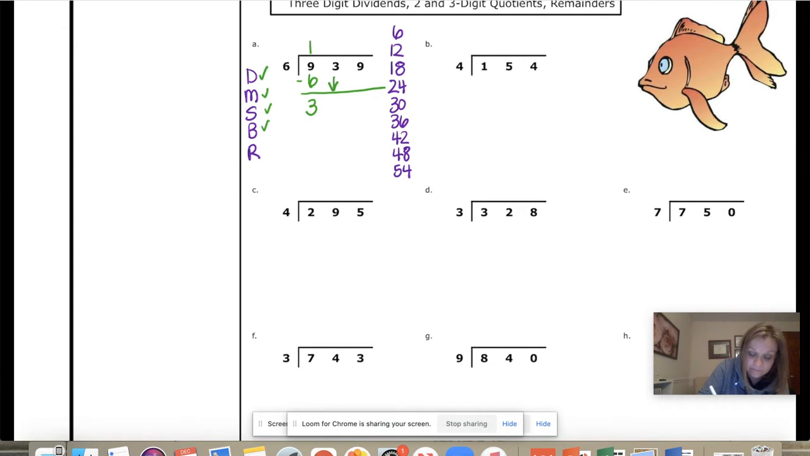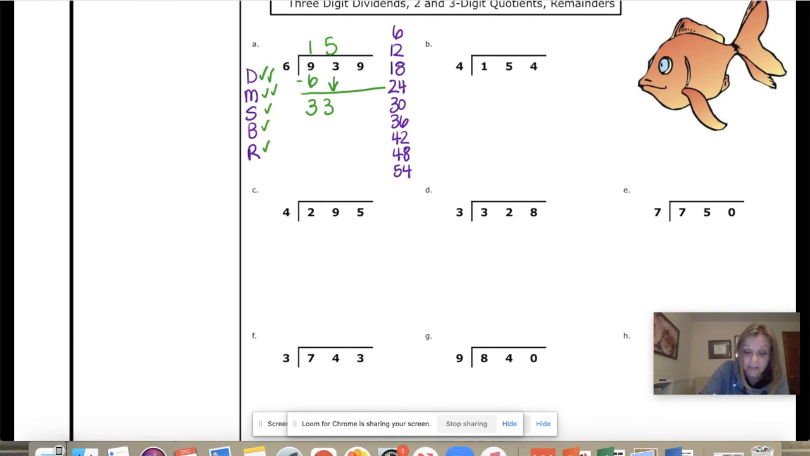Bring down 3. I now have 33. I can make more groups, so I'm going to keep going. 33. Let's look at my multiples. How many multiples can I make out of 33? Let's check. 1 multiple of 6 is 6. 2 is 12. 3, 4, 5 is 30. So I can take 5 groups of 6 out of 33. 33 divided by 6 is 5.